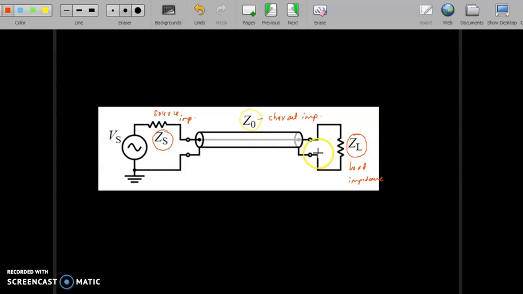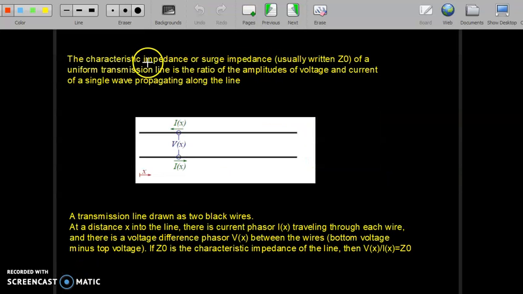And let us see what the characteristic impedance is. The characteristic impedance Z0, otherwise called the surge impedance of a uniform transmission line, is the ratio of amplitude of voltage and the current of a signal wave propagating along the line. Here you can see a section of transmission line, where the current is flowing in this direction, and below you can see that current is flowing in the opposite direction. This would be the current flow if it is phase and neutral.